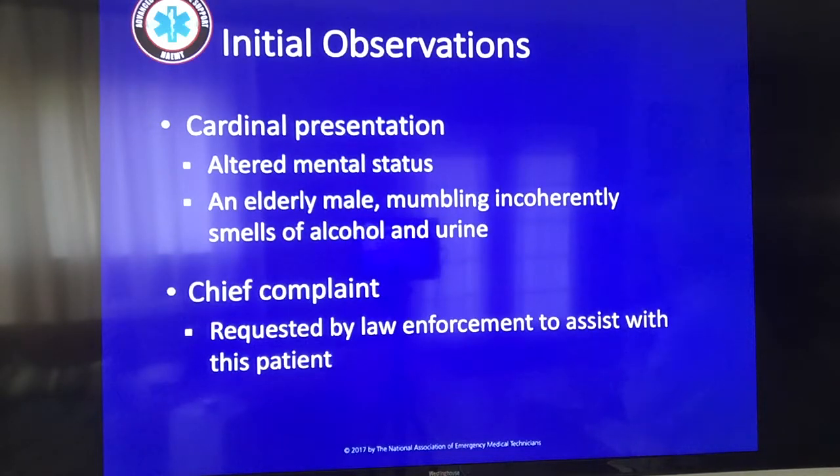We might be looking at some chronic degenerative illnesses, poor health status already to begin with, and he's altered, mumbling, alcohol. Is this because of hypothermia? Is this AEIOU TIPS? Is this some kind of neurological event? Is this drug related? Is this environmental related? Is this something else, a metabolic condition?